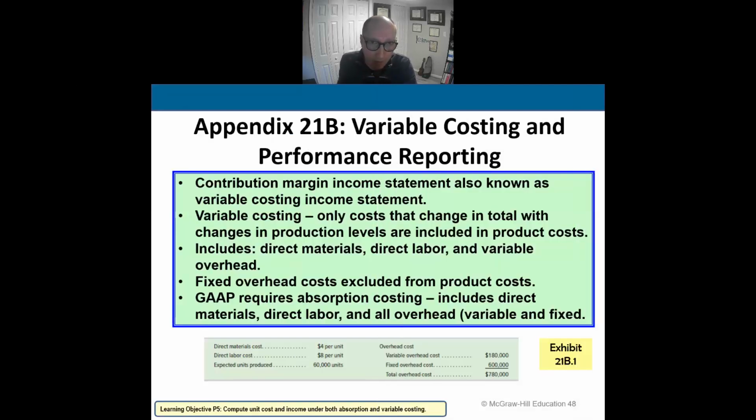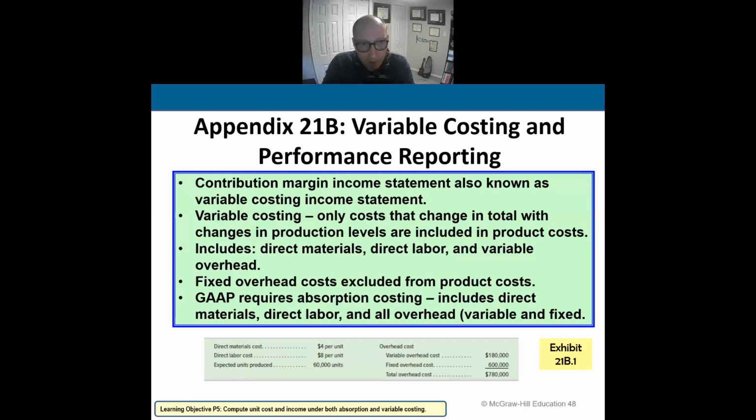And it's also important to understand, as we're talking about all this, the contribution margin with respect to the variable cost income statement. Variable cost statements show that the changes in production levels are included in product costs. So as your level of output changes, your product cost will change to some degree.